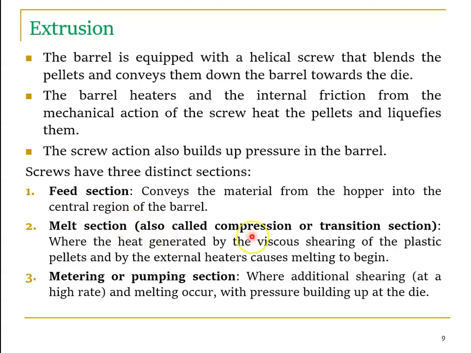The melt section, also called the compression or transition section, is where the heat generated by the viscous shearing of the plastic pellets and by the external heaters causes the melting to begin. The heat is increased with the help of friction as well as external heaters. The next one is the metering or pumping section, where additional shearing at a high rate and melting occur, with pressure build up at the die. So this is the extrusion process.